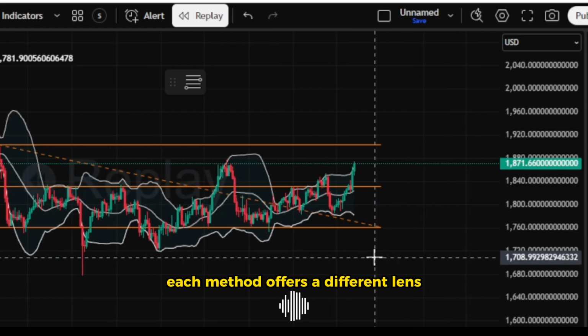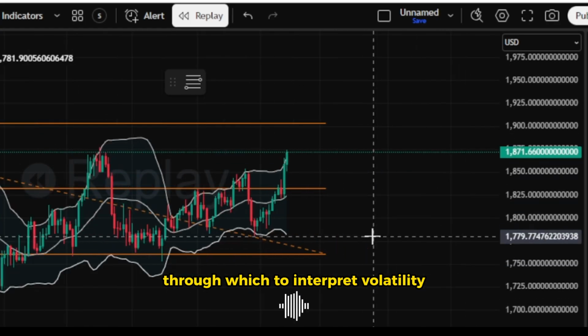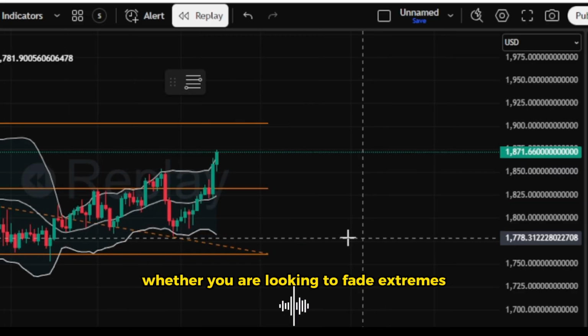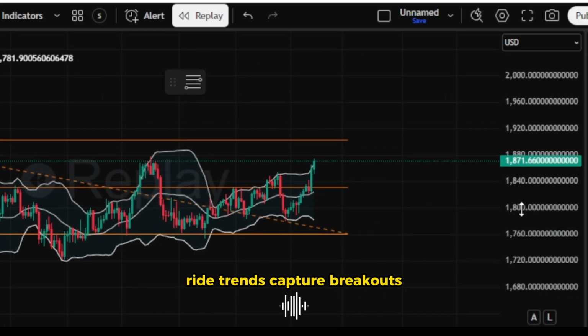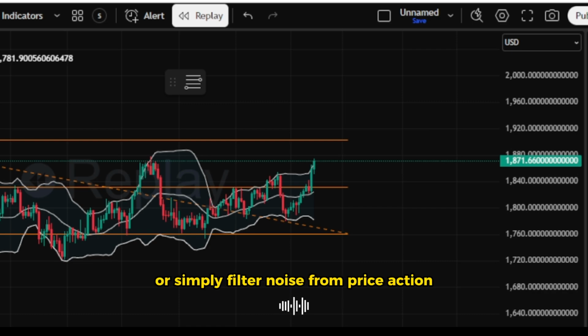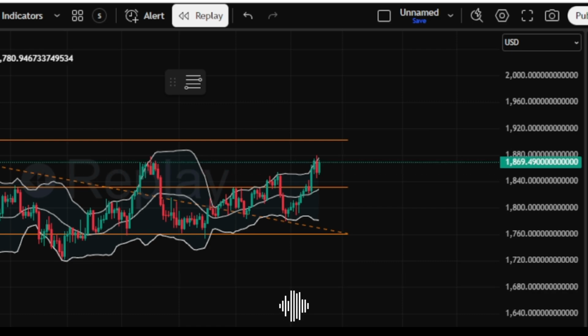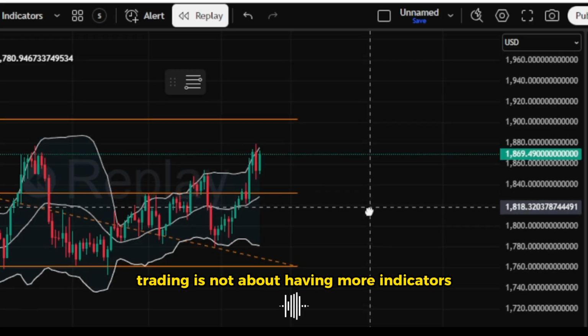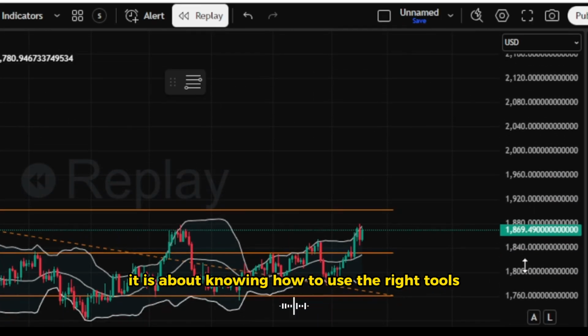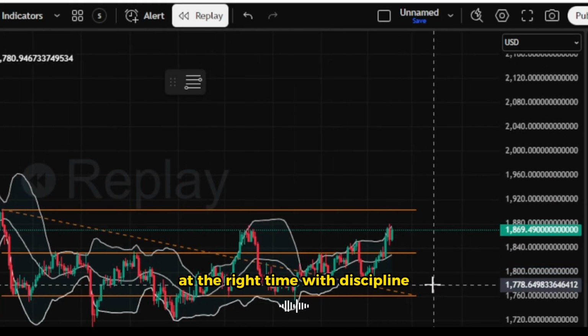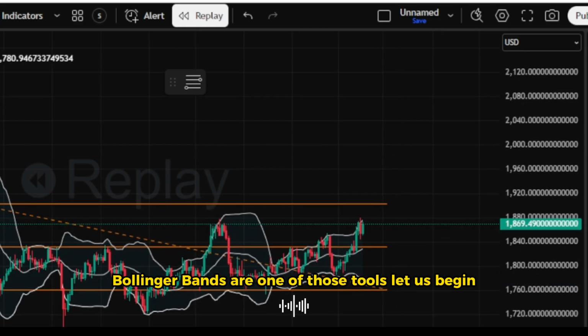Each method offers a different lens through which to interpret volatility, whether you are looking to fade extremes, ride trends, capture breakouts, or simply filter noise from price action. Trading is not about having more indicators, it is about knowing how to use the right tools at the right time with discipline. Bollinger Bands are one of those tools. Let us begin.